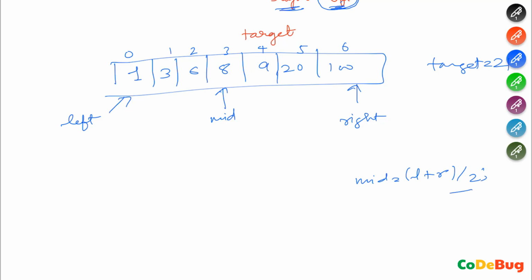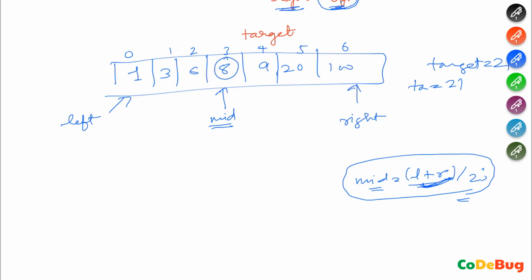We'll see later on in the code walkthrough that this is not how we should calculate mid, otherwise it will lead to integer overflow. But for the sake of this example, let's consider that left plus right by 2 is the mid. So left is 0, right is 6. Our target was 21. In this case, my mid is 8. Target is actually greater than this mid.